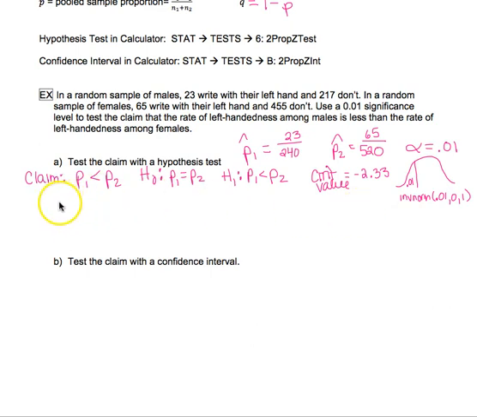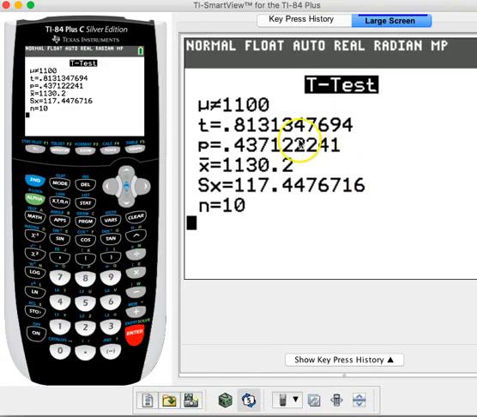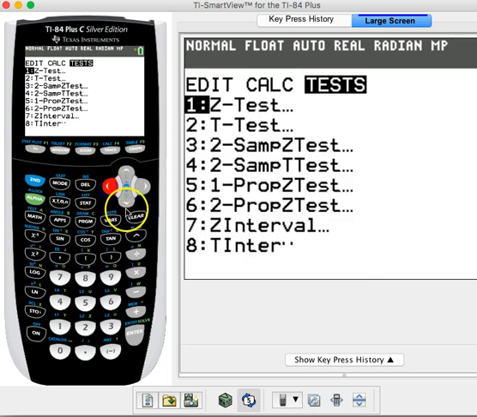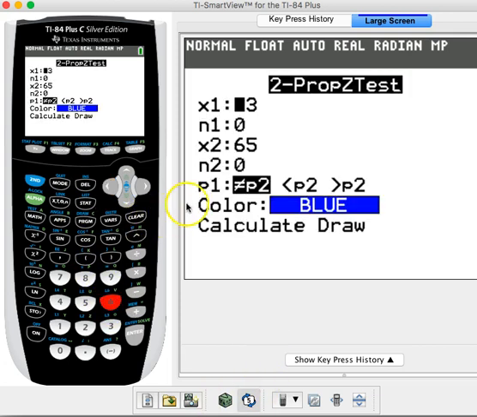So now I'm going to run the test in my calculator because that's going to give me my test statistic. It's also going to give me my p-value. So that one I'll show you on the calculator here. So go back up here and stat, tests. And again, search for the right one. This is a 2 proportion z-test, so press 6 for that.